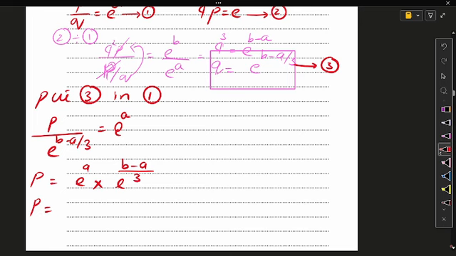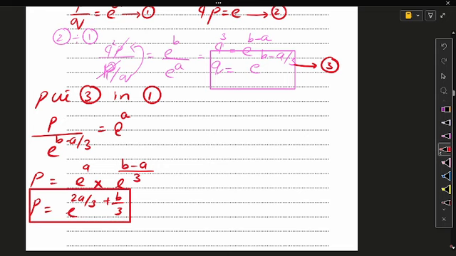P is equal to e raised to the power a minus 1 by 3 of a, which will become 2a by 3 plus b by 3. That is the value of p so far, 2a by 3 plus b by 3, just enclosed in a box.